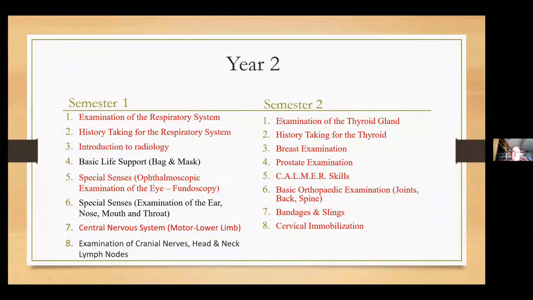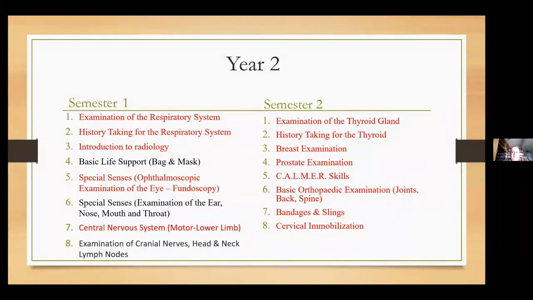Just very briefly, these are some of the skills that we'll be looking at in year two. Again, the ones in red are actually the ones dental students are exempt from. So you can see that there's just very few that dental students will do in year two. This may be subject to some minor modifications, so please don't take this as absolute. A more definitive program will be given to you when you enter year two.